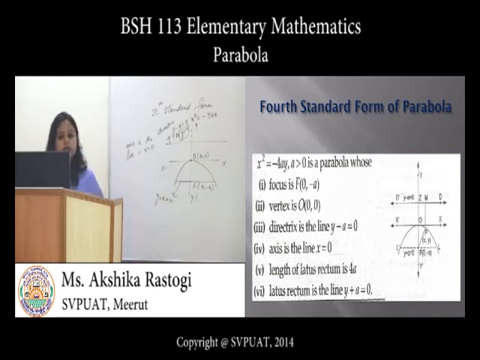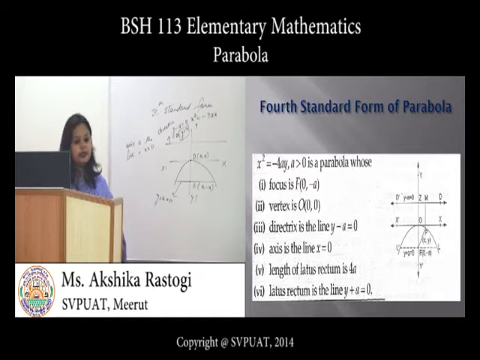This is the line of the latus rectum. So the parameters, or we can say the properties of the fourth standard form, are: focus is (0, -a), vertex is (0, 0), directrix is the line y - a = 0, axis is the line x = 0, length of the latus rectum is 4a, and latus rectum is the line y + a = 0.